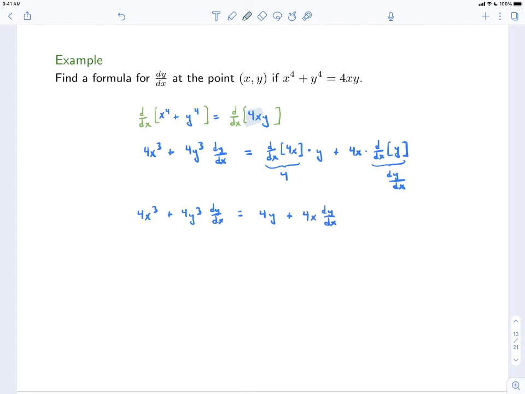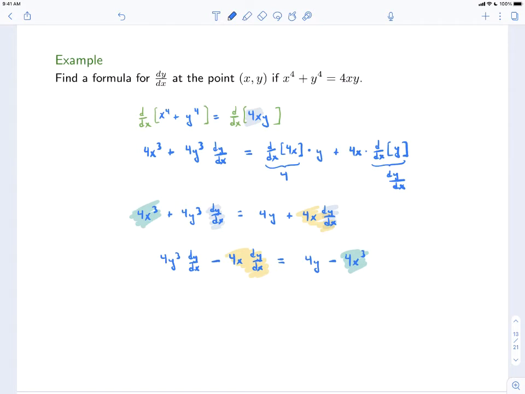And again, the thing we want to solve for is dy/dx. So we can subtract this term over to the other side. So we'll have 4y cubed dy/dx minus 4x dy/dx, and this will be equal to 4y minus 4x cubed. So once again, we're taking this 4x dy/dx and we subtract that over here, and then we take this 4x cubed and we subtract that over here, just so we know where everything is.